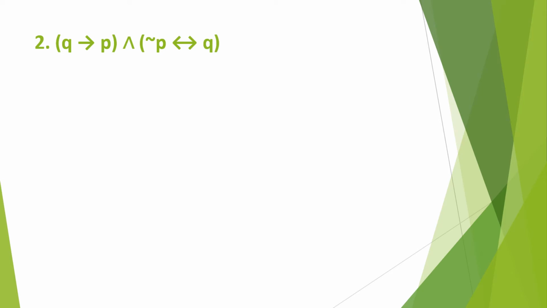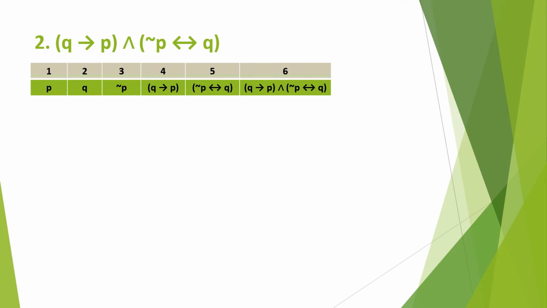Now the round bracket is Q implies P. So the fourth column is Q implies P. The second round bracket is negation P if and only if Q. So the fifth column is negation P if and only if Q. And the last column is the column of the statement pattern. Now for P we have TTFF. For Q, TFTF. Negation P, interchanging T and F in the column of P, we have FFTT.